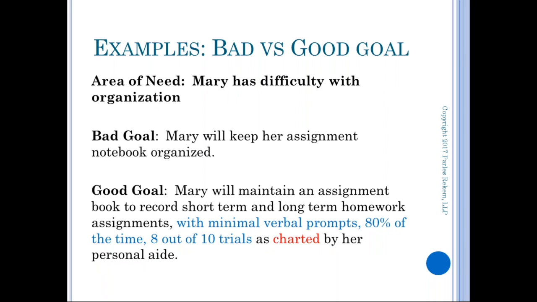Next goal, Mary has difficulty with organization, and we see this a lot. The bad goal is, Mary will keep her assignment notebook organized. Again, doesn't tell me anything. But now the good goal shows that Mary is going to maintain an assignment book to record short-term and long-term homework assignments with minimal verbal prompts, 80% of the time, 8 out of 10 trials, as charted by her personal aide.